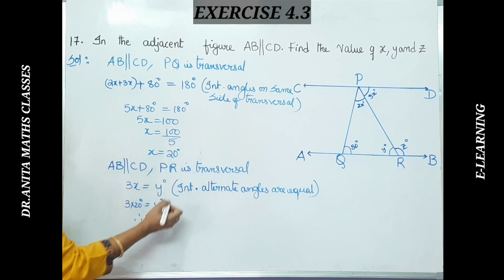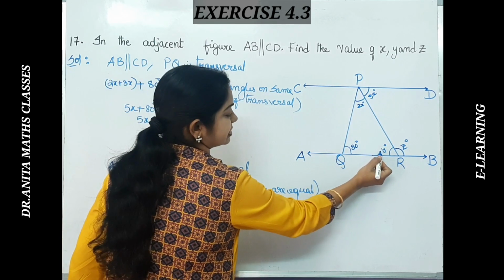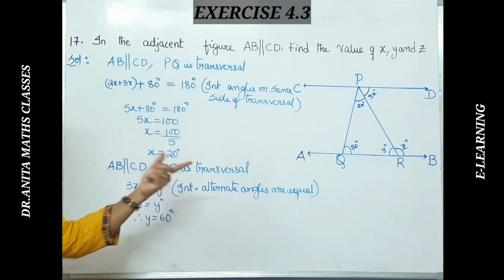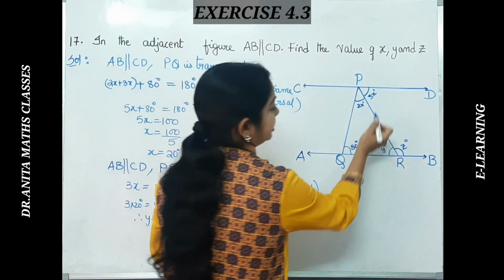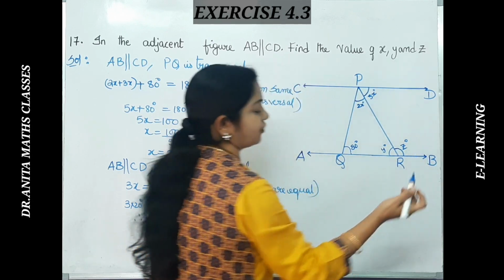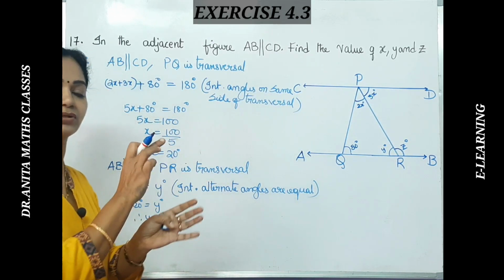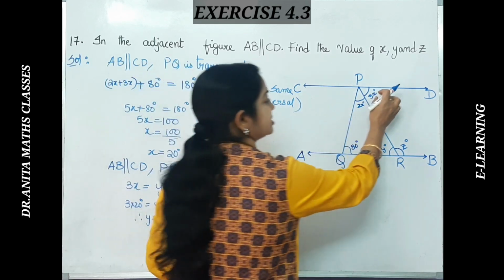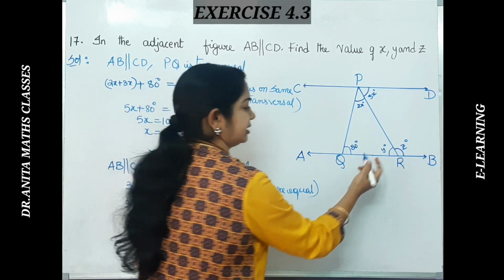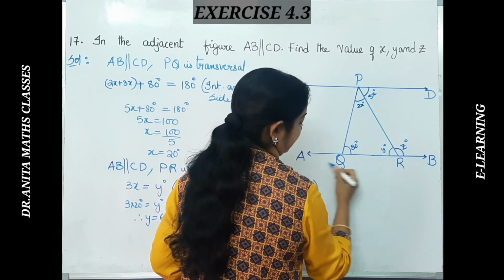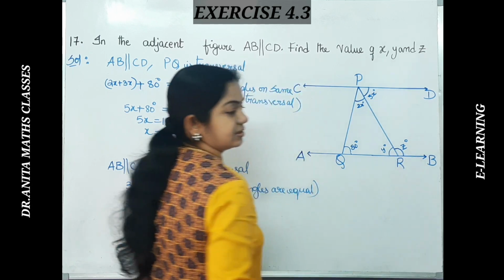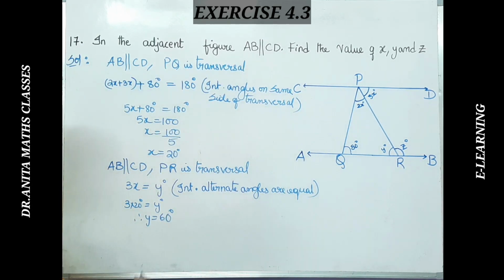So we got the x value and y value. Now y is 60, so z will be 180 minus 60 because of a straight angle. Either way you can find it. If PR is a transversal, 3x and z form interior angles on the same side of the transversal, which sum up to 180, that is supplementary. Like that also you can find z. But here simply we can find, since AB is a straight line, angle on a straight line is a straight angle, y plus z equal to 180.